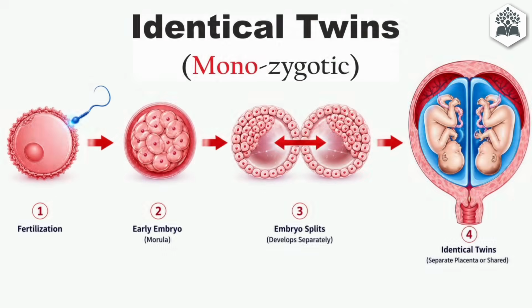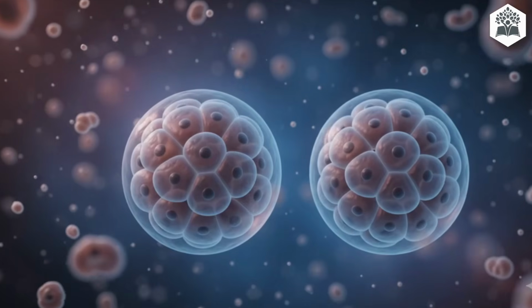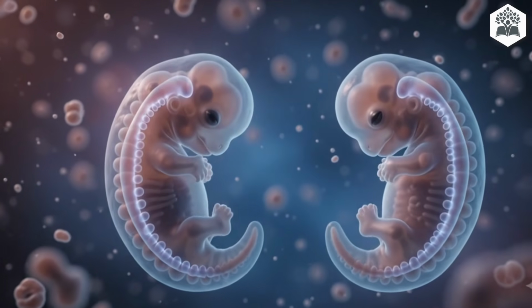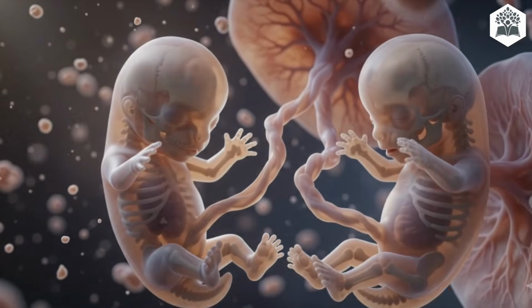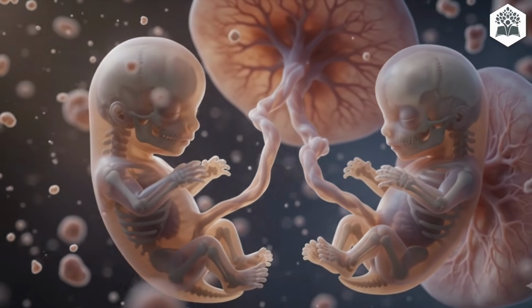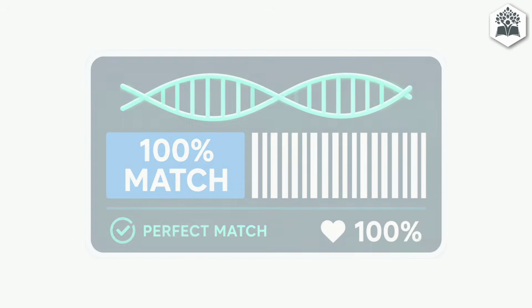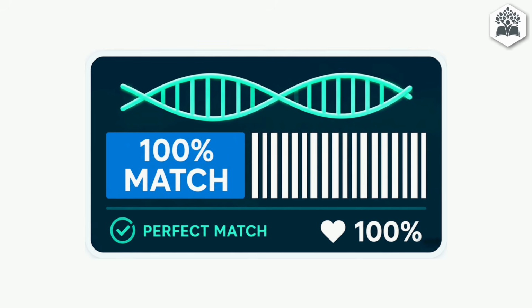The zygote begins dividing normally, but at a very early stage of development, the developing embryo splits into two separate embryonic groups. Each group then continues developing into a baby independently. So one fertilized egg ultimately gives rise to two babies. That's why they are called identical twins, because they originate from the same fertilized egg. They have almost the same genetic information.